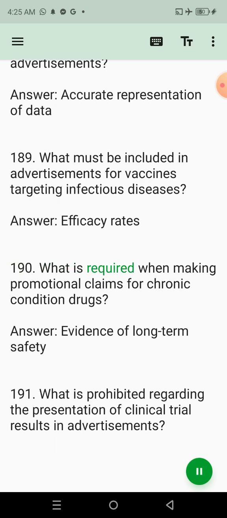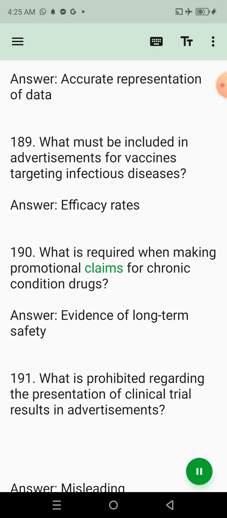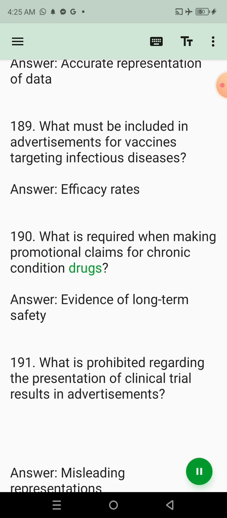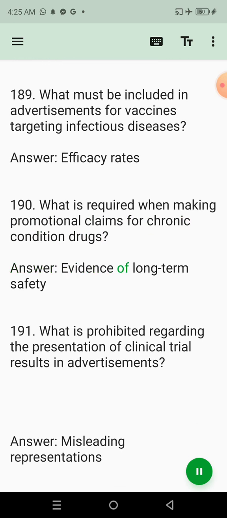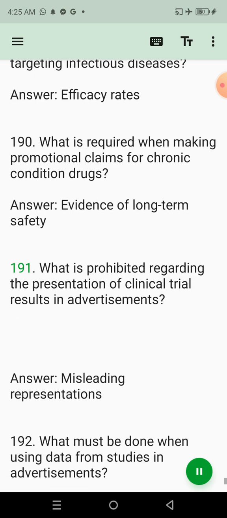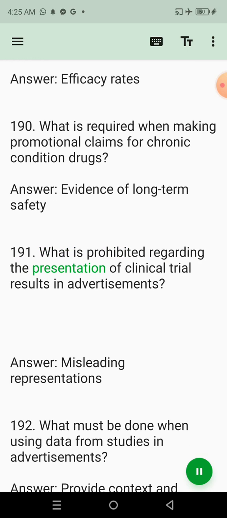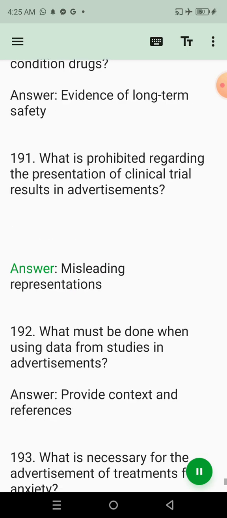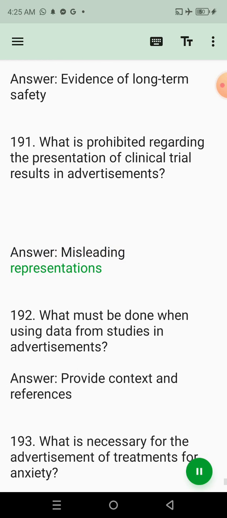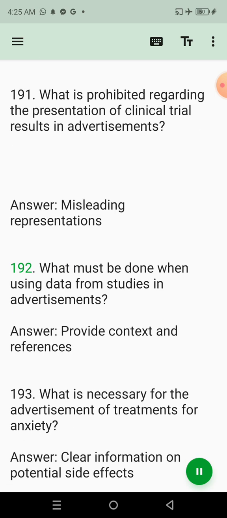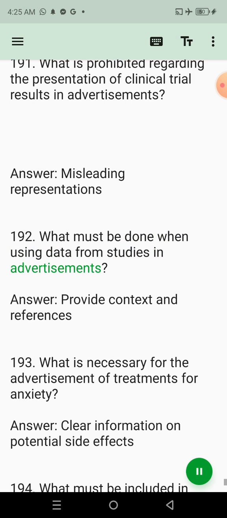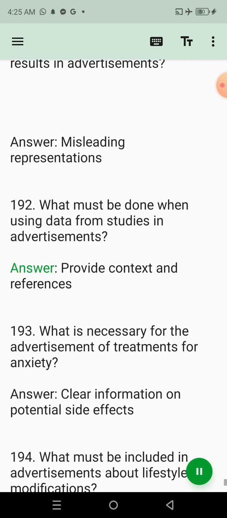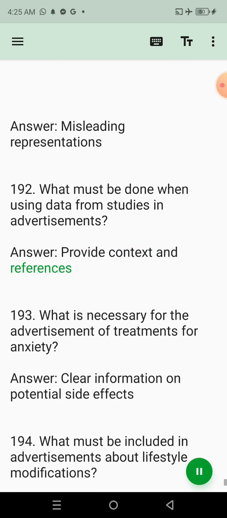190. What is required when making promotional claims for chronic condition drugs? Answer: evidence of long-term safety. 191. What is prohibited regarding the presentation of clinical trial results in advertisements? Answer: misleading representations. 192. What must be done when using data from studies in advertisements? Answer: provide context and references.